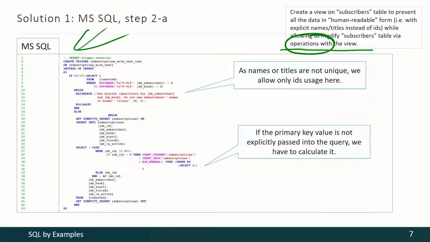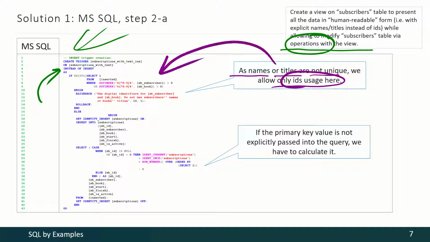Then we have to provide the possibility to perform all data modification operations, and we shall start with insert. Of course, we have to create an instead of insert trigger. As subscribers' names or book titles are not unique, we have to allow only ID usage here in this part. We have to check if anything except digits is present in these fields, and if so, we have to roll back the whole operation.